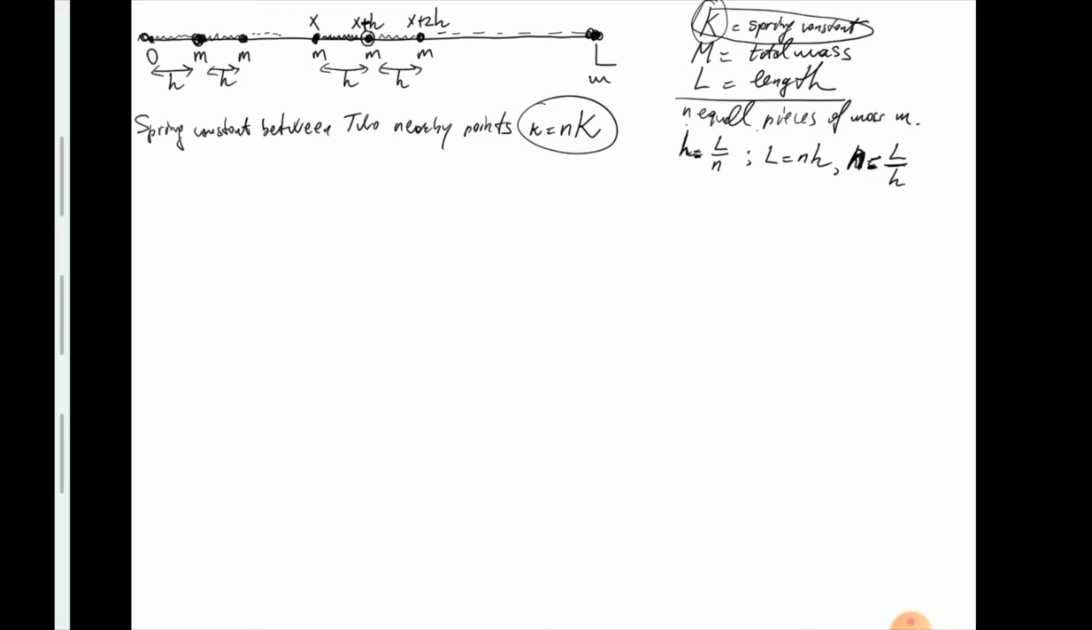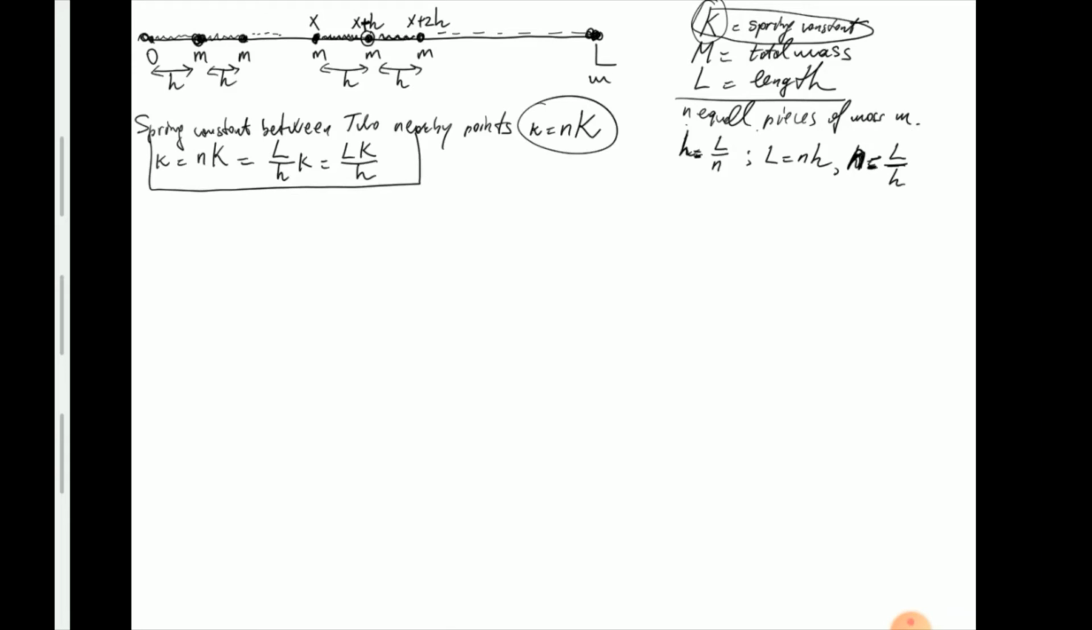Now notice that the relationship with h will be important later. So if little k is equal to n big K, now remember little n was big L over h. So big L times K over h is yet another way to write down the spring constant for each of these little springs.